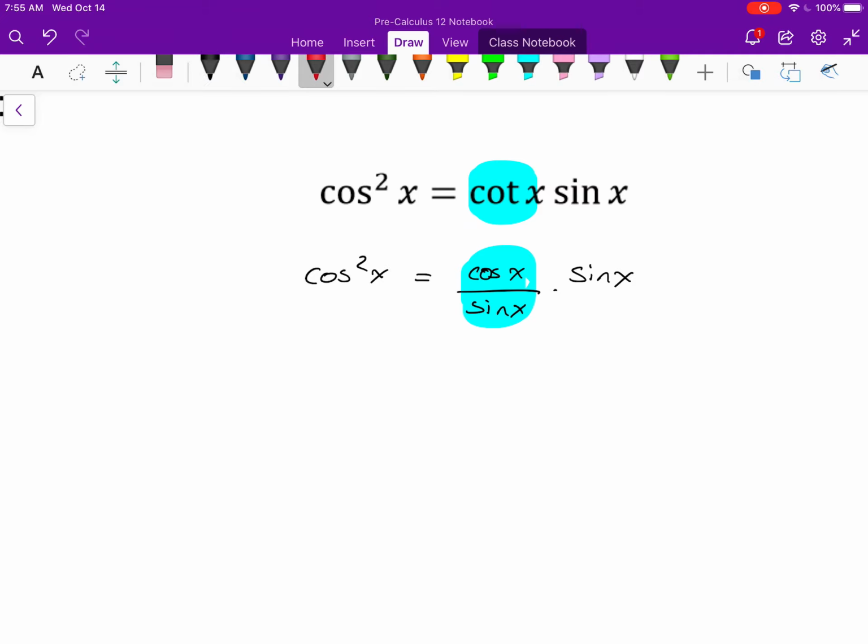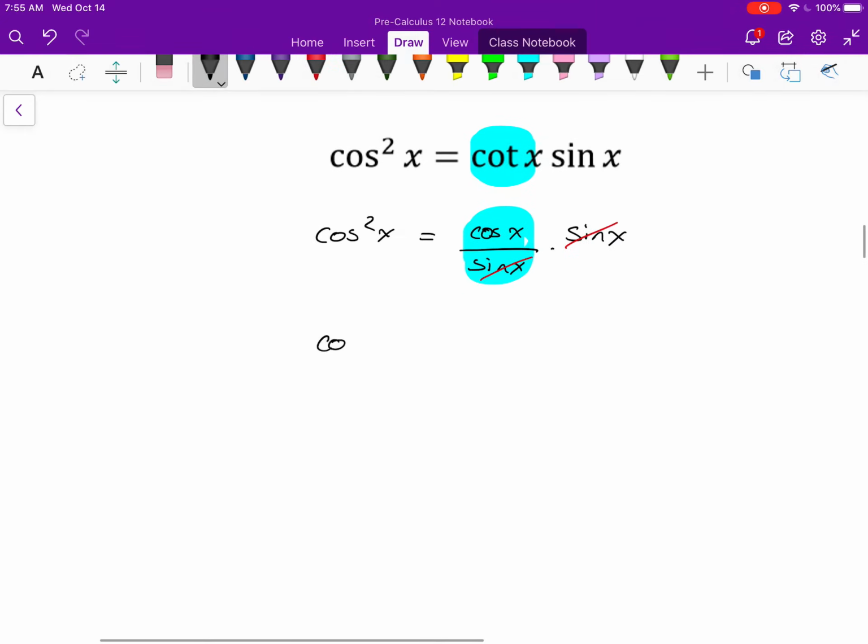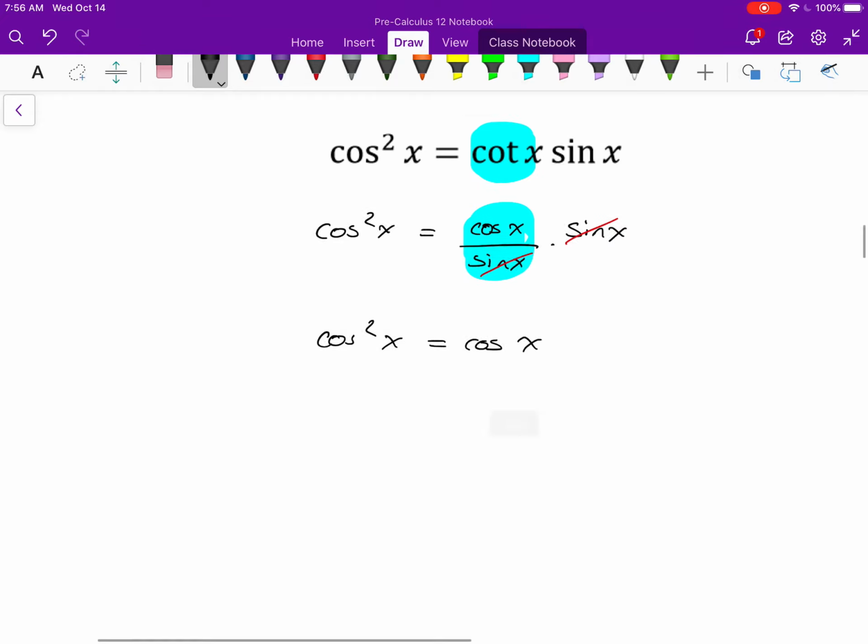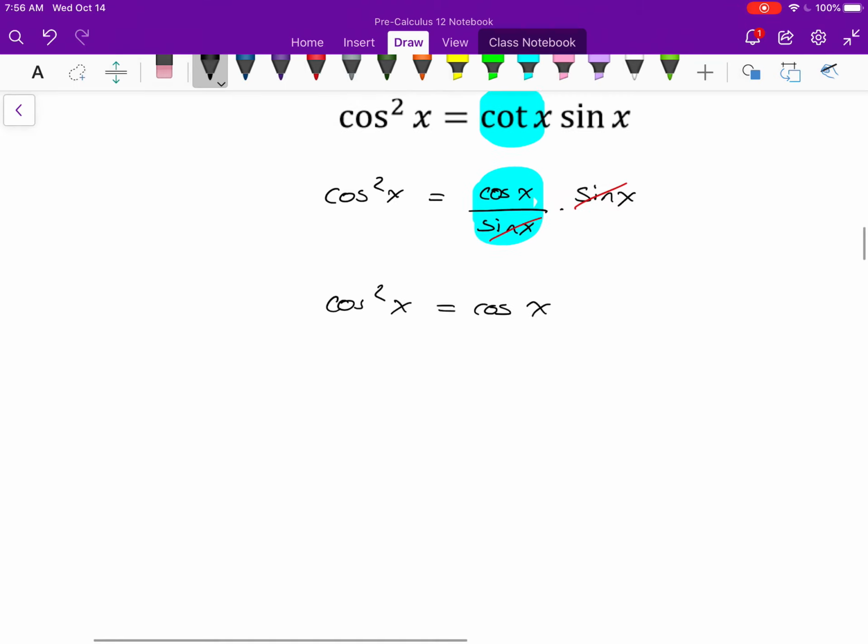And now, hopefully we can see these sine functions cancel out. So I can now simplify this down to just cos squared x equals cos x. Well, that's mighty similar to what we were just doing. Again, I have a quadratic expression with a trigonometric function inside it. Essentially, it's a quadratic equation with trigonometric functions. So I want to subtract cos x from both sides so I can factor this.